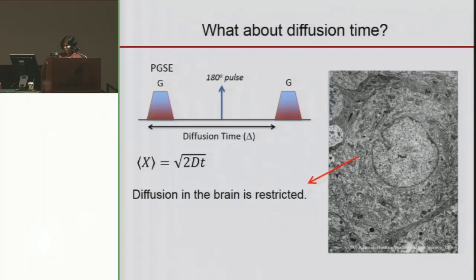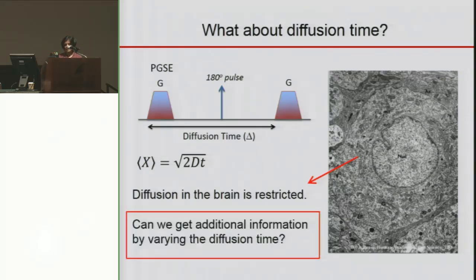And as I've shown in the electron microscopy image on the right, we can see that there are microscopic barriers at different spatial scales that restrict diffusion in the brain. For example, intracellular structures as well as extracellular structures. So if we image at longer diffusion times, the water molecules have a higher probability of encountering more barriers, or barriers over longer spatial scales. So the question is, can we get any additional information if we change the diffusion time?